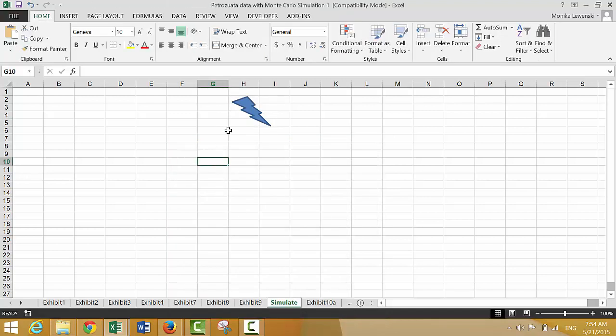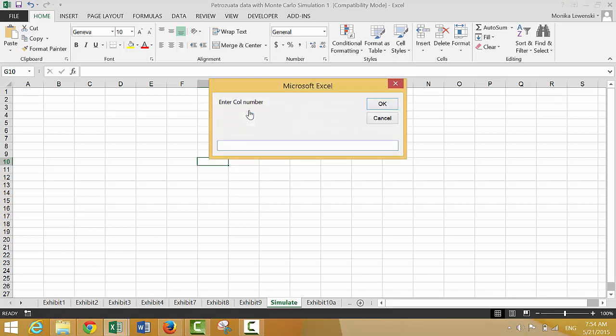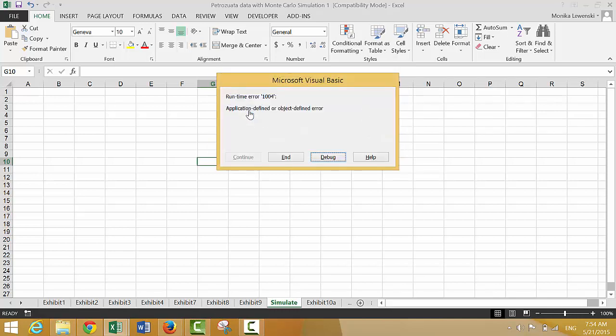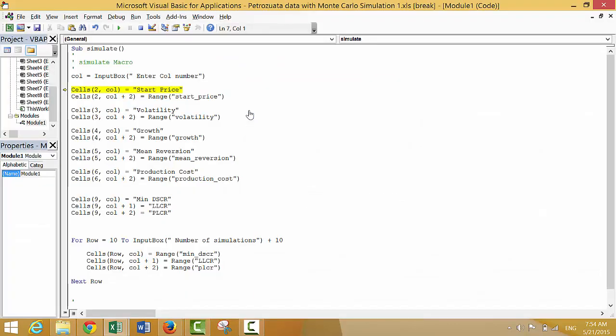Okay, and then let's see if it works. And let's put the column number here. Maybe it's 3 at first. And of course I made a mistake. Column number equals start price. Why did that not like that? Okay, I'm going to pause.